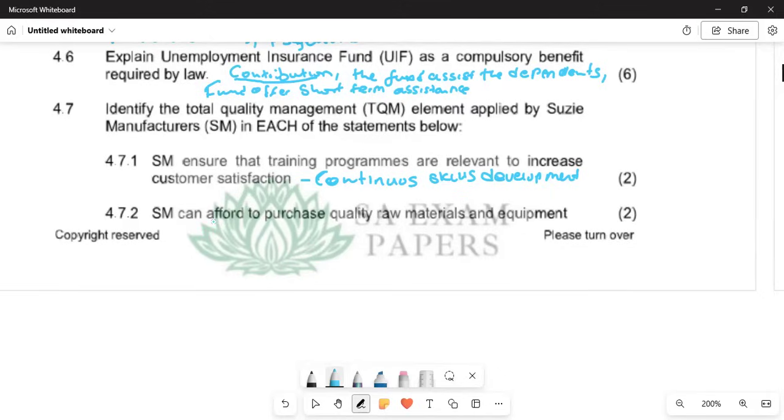4.7.2, SM can afford to purchase quality raw materials and equipment. Adequate financing, because they can afford. So the total quality management element there is adequate financing. Adequate financing and capacity. So now we are to move on to 4.8.